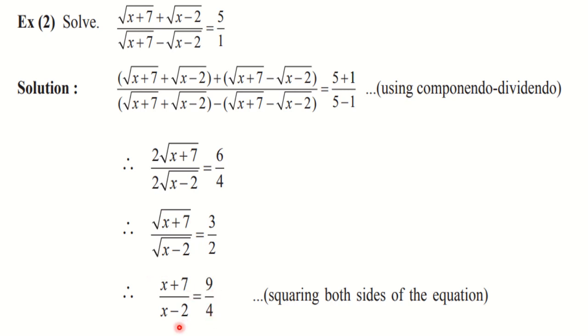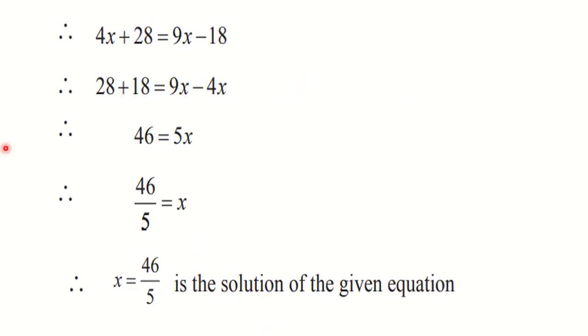Now simply by cross multiplying we can get the answer. Like here 4x plus 28 and here 9x minus 18. So you can see in the next term cross multiplication is done. The next step is equating the like terms or writing like terms together. So this 4x is shifted on the right hand side, so 9x minus 4x. Minus 18 is shifted on the left hand side, so 28 plus 18. So what we got? 46 is equal to 5x and therefore x is equal to 46 upon 5. This is the solution of the given equation.